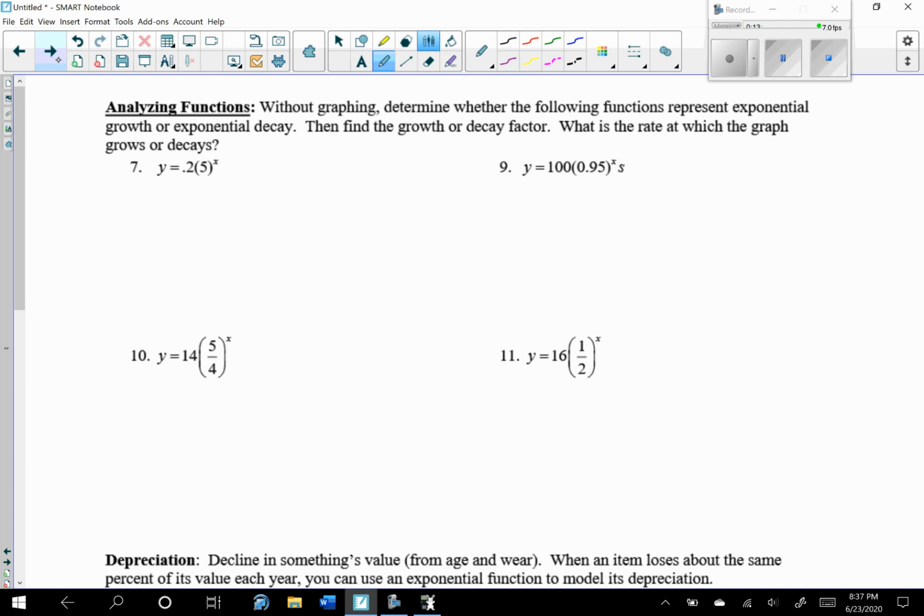Analyzing functions. Without graphing, determine whether the following functions represent exponential growth or decay, then find the growth or decay factor. What is the rate at which the graph is growing or is decaying? So looking at this first one, we know that b is equal to 5, which is a growth factor. And so if we want to find the rate, remember that b equals 1 plus r. So in this case, 5 equals 1 plus r, minus that 1, so 4 is equal to r. And of course, we need to take that and multiply it by 100. So the rate is equal to 400%.